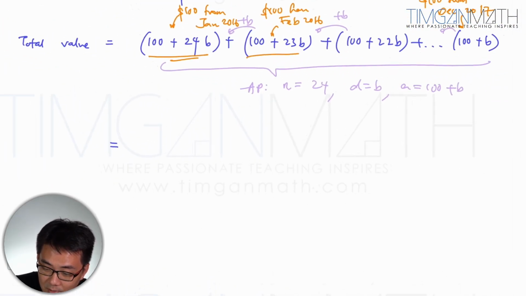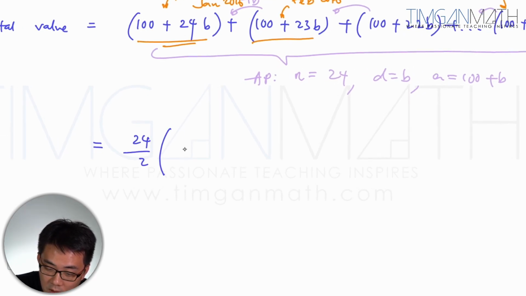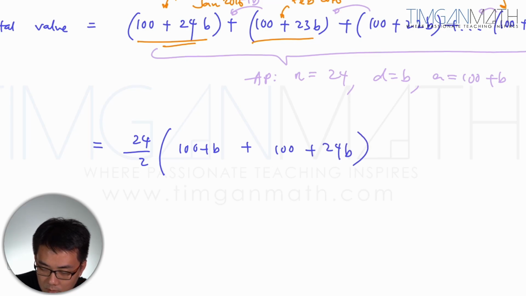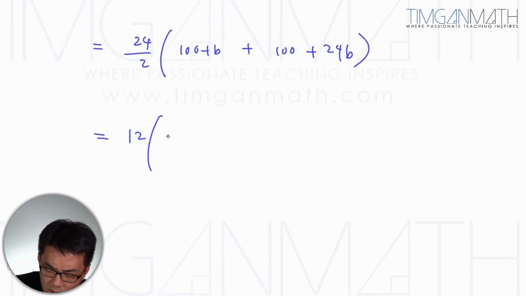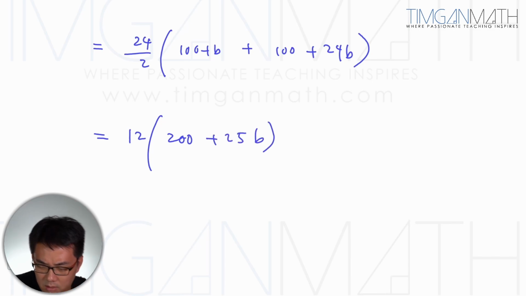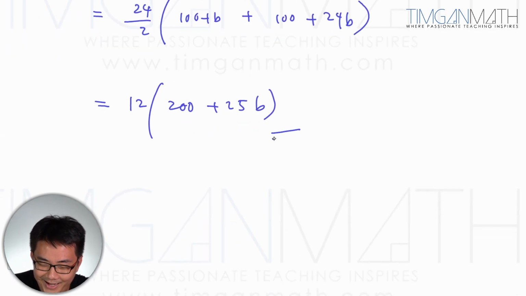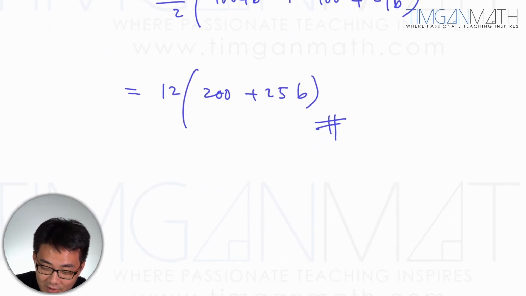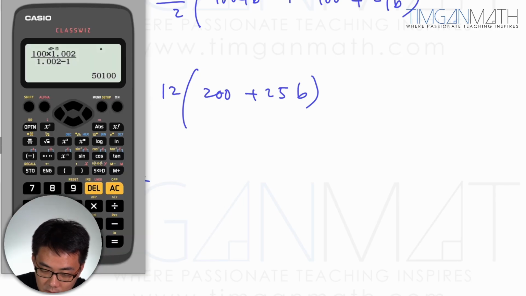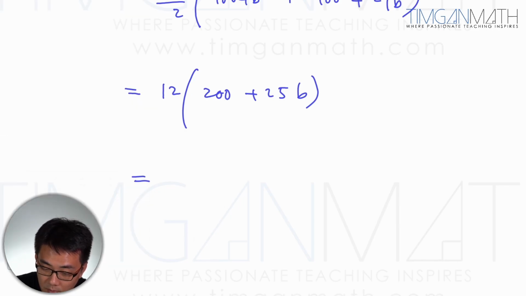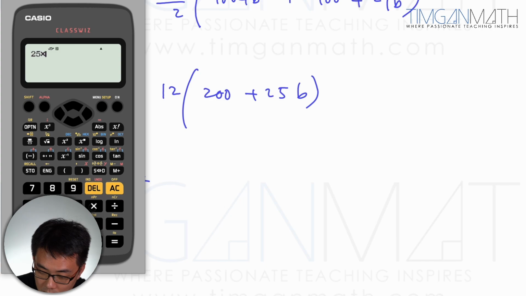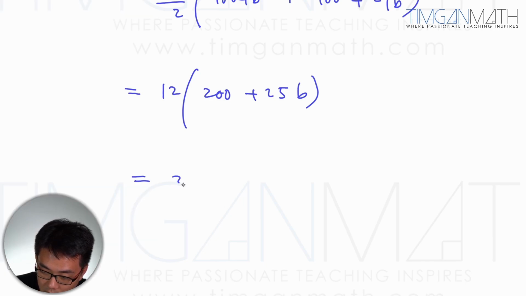So first term plus last term, number of terms, so it's 24 over 2. First term plus last term. That will be 12 times 200 plus 25B. That's quite okay. Yeah, you could factorize the 5 out if you want to. So 200 divided by 25 is 8. Oh, you could factorize the 25 out. Okay, 25 times 12 is 300.